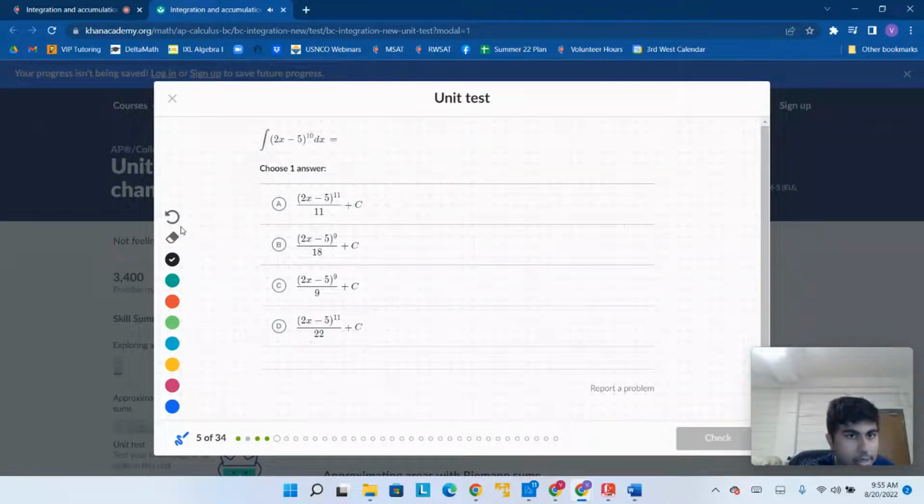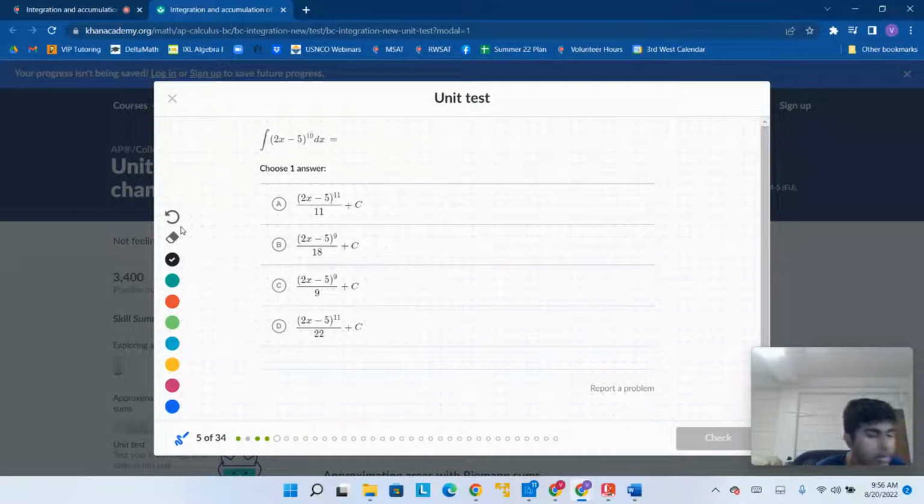Alright, now we're trying to find the integral of 2x minus 5 to the 10th. Alright, so let's think, right? If we took the derivative of something, that would give us 2x minus 5 to the 9th, so we need to start at 11: 2x minus 5 to the 11th. Now if we take the derivative of that, we get 11 times 2x minus 5 to the 10th. That's going to be over 11.